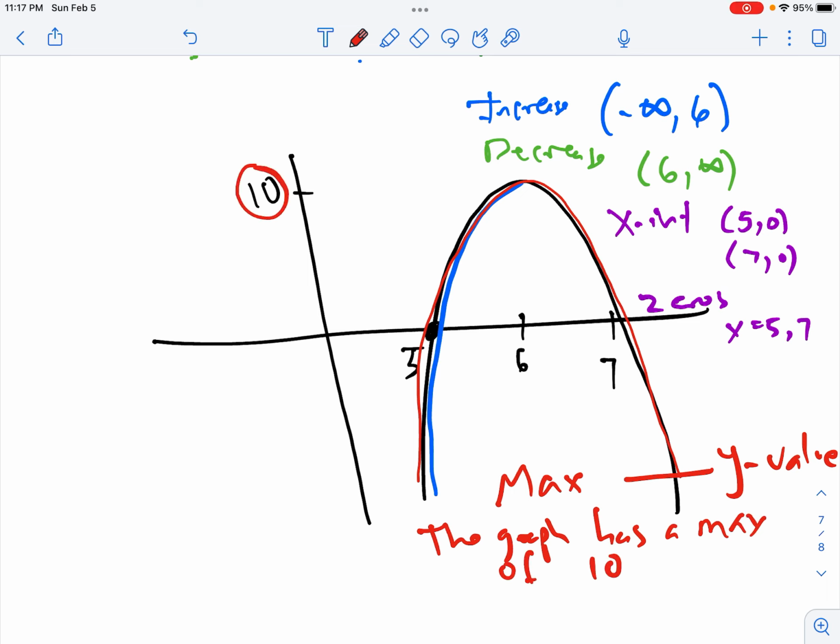This point is 10. So it has a max of 10. It has a maximum height of 10 when x equals 6. So this is how you'd say the max. The graph has a maximum height of 10. That's as high as it gets, maximum height of 10, when the x value is 6. Okay, that's it for characteristics of graphs.